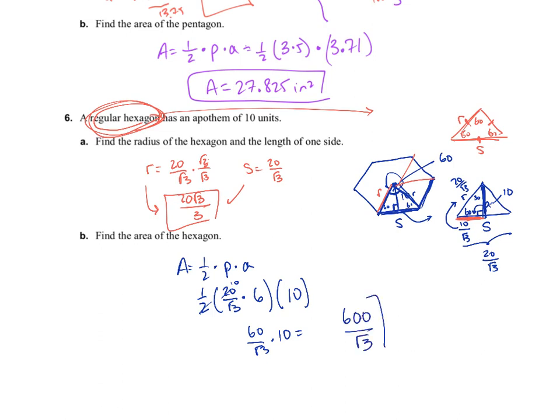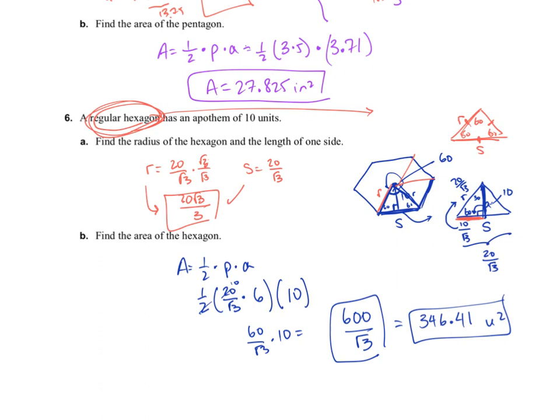If you wanted to rationalize it, you can. If you wanted to present this as a decimal, I'll even let you. It just depends on the problem if it asks you to keep it as a decimal or in square root form. As a decimal, this would be 346.41, and these would be square units. All right.